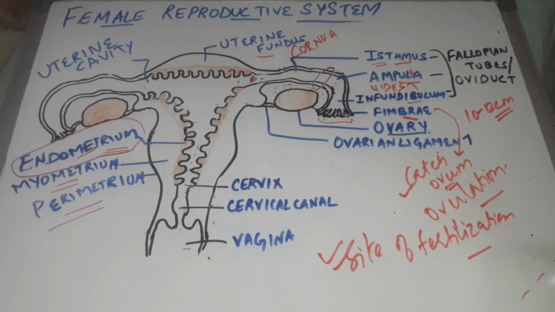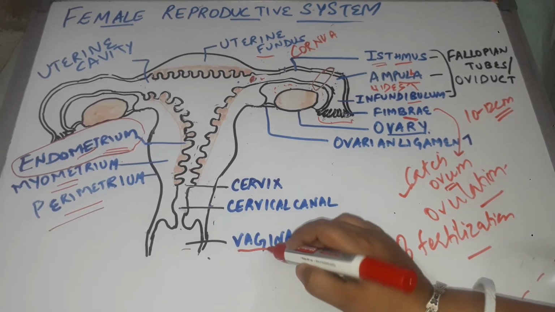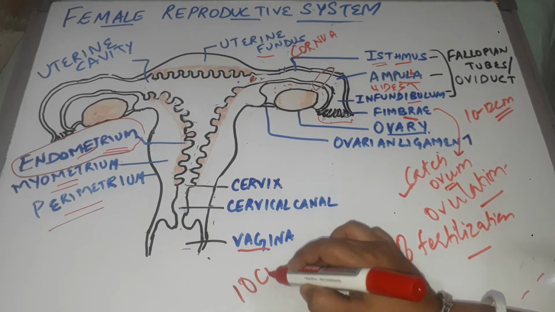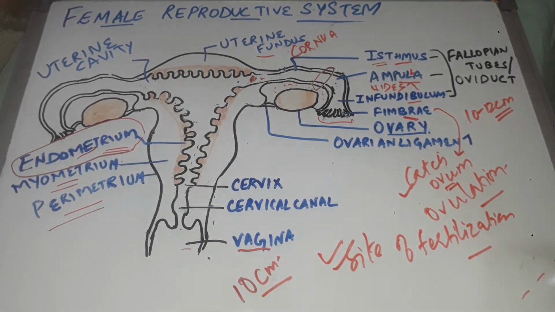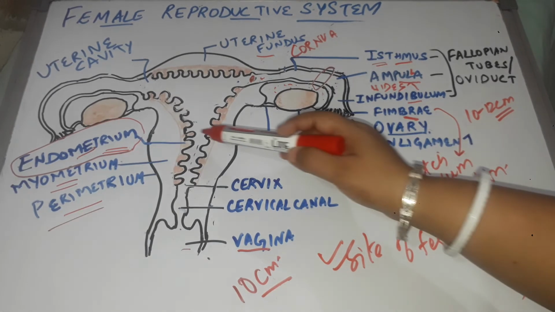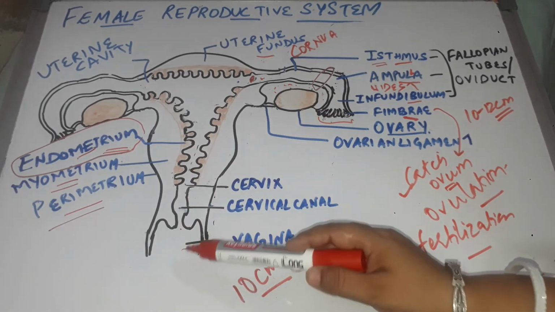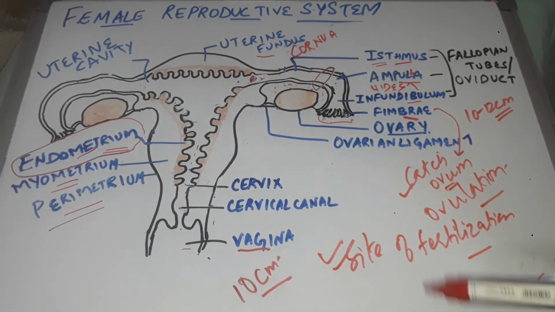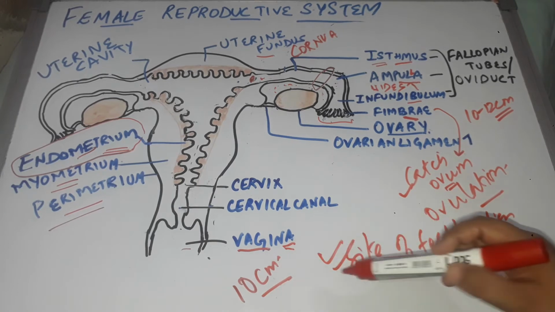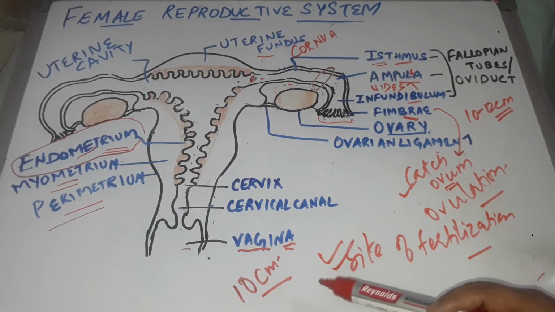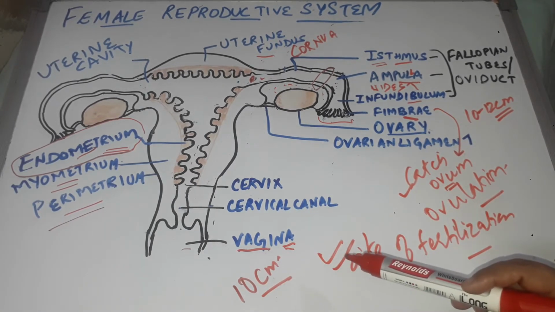After that, there is another structure which is called the vagina. This is about a 10 centimeter long tube-like structure. This is also known as the birth canal, because when the fetus develops inside the uterus, it will be expelled out through this vagina only, right? So it is the birth canal. It also receives the sperms during intercourse.